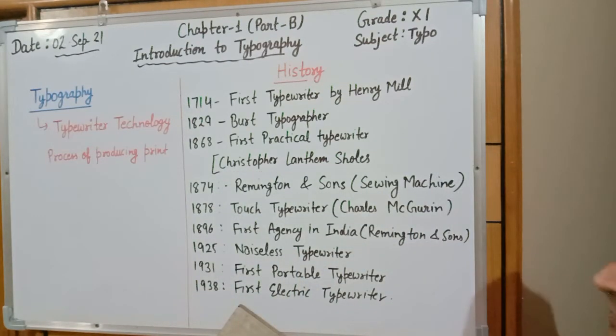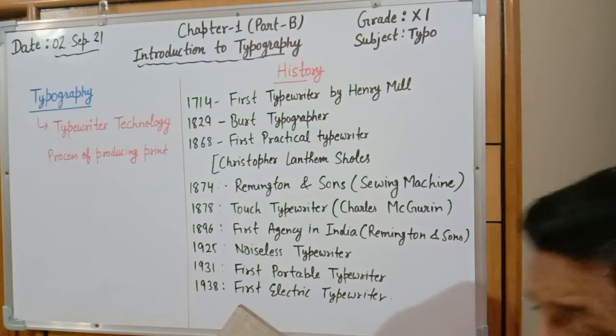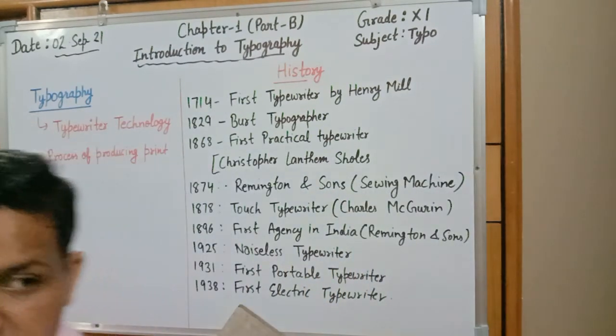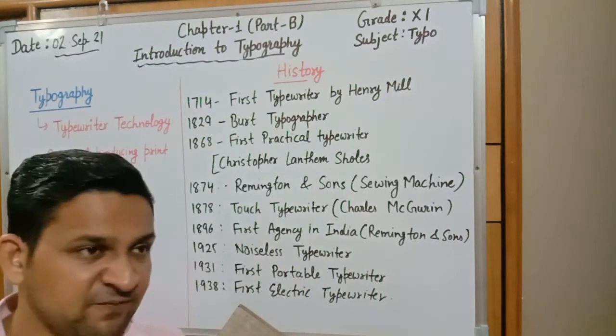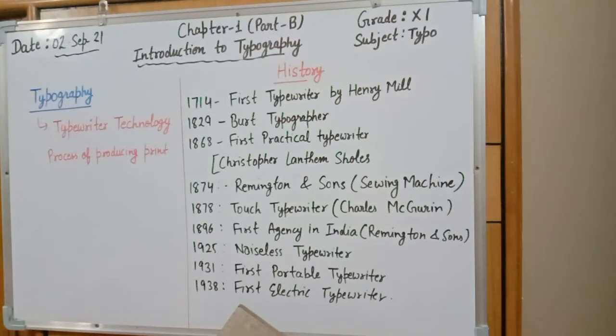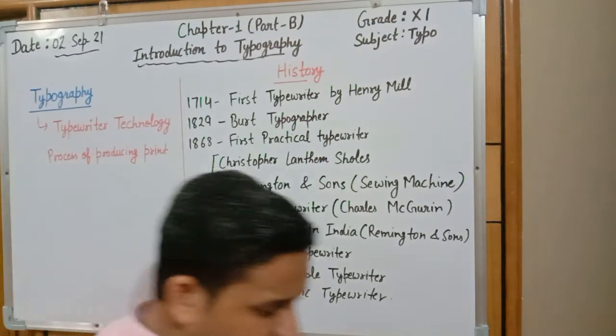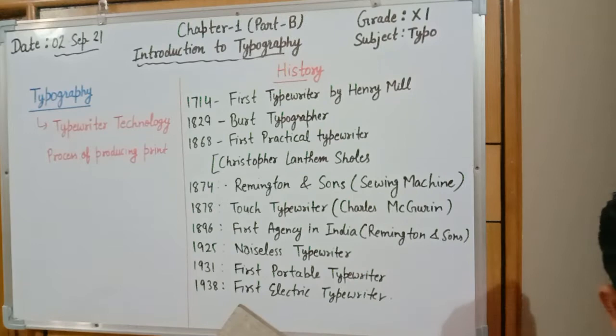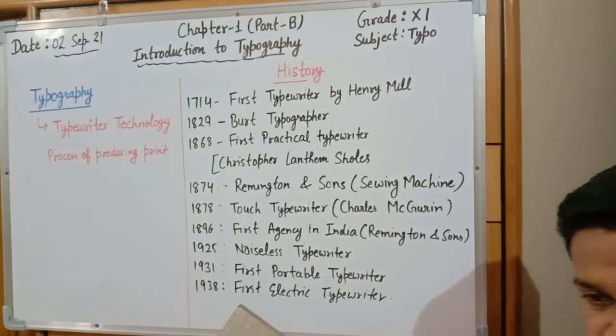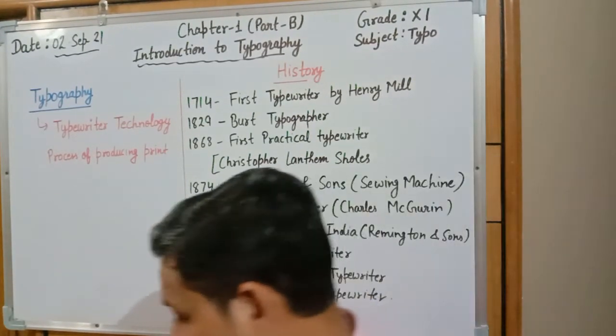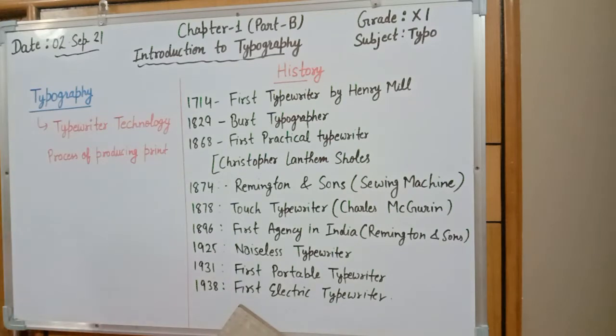In today's session, we are continuing with Unit 1 of your Part B syllabus. Subject is Typography for 11th grade. The unit name is Introduction to Typography. So, we will discuss what we mean by typography.